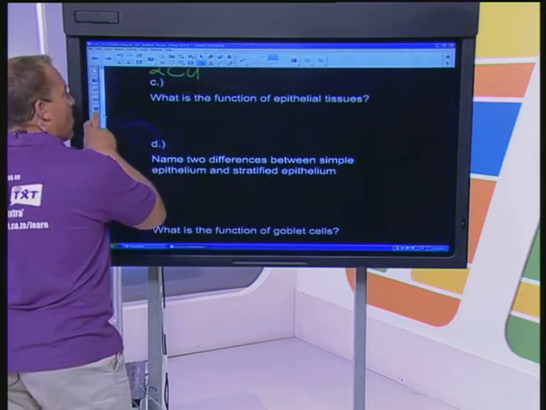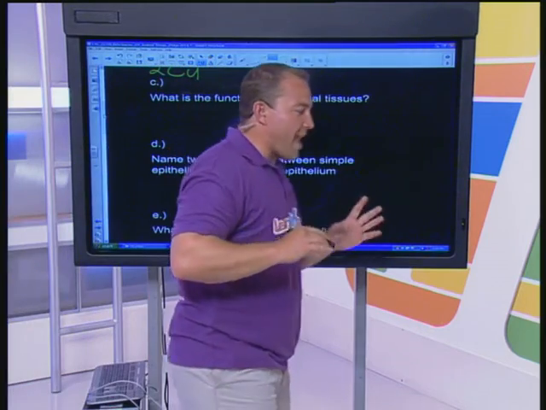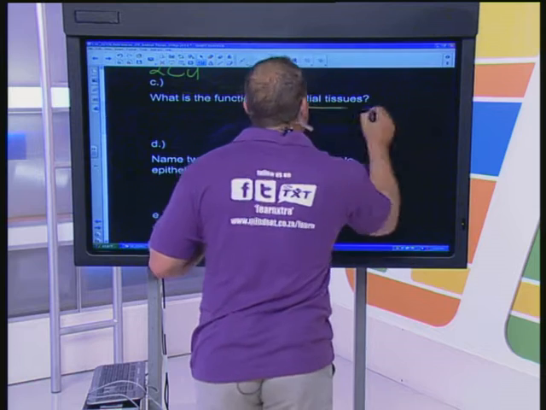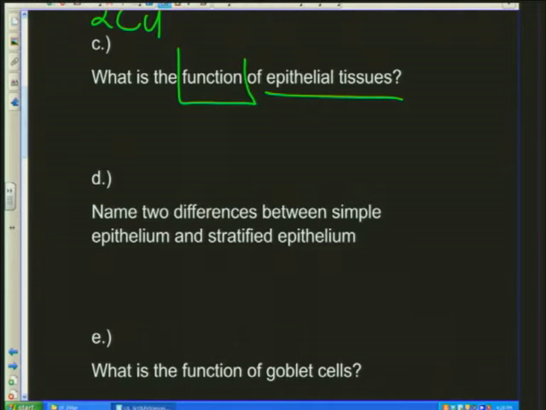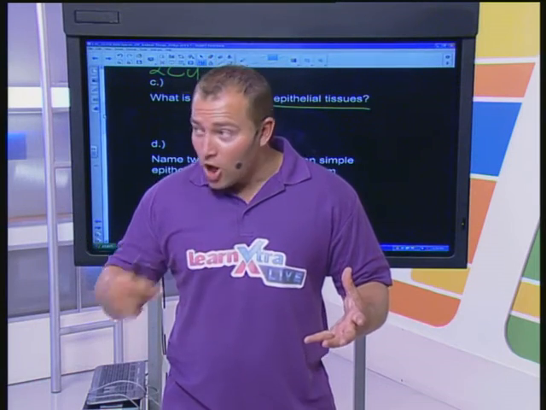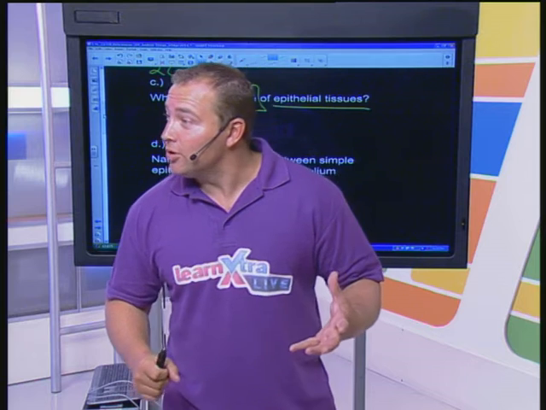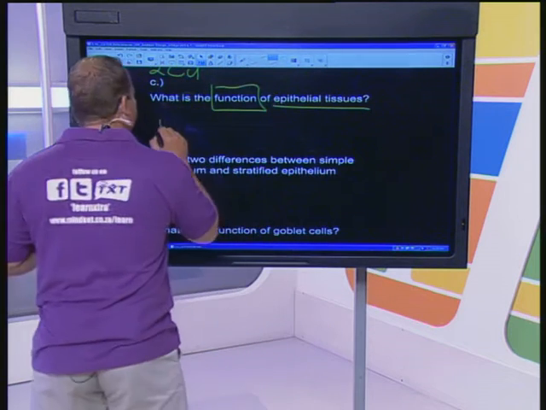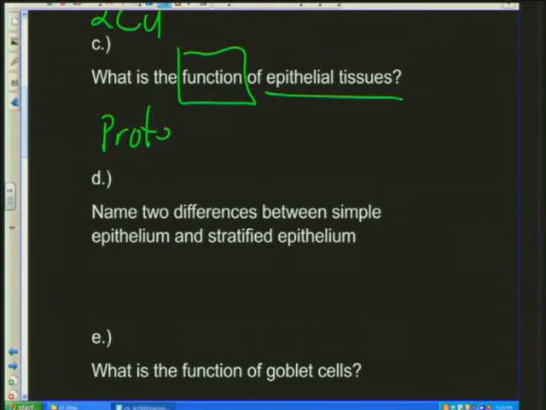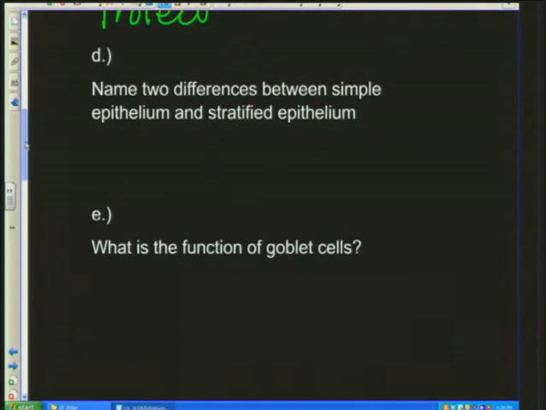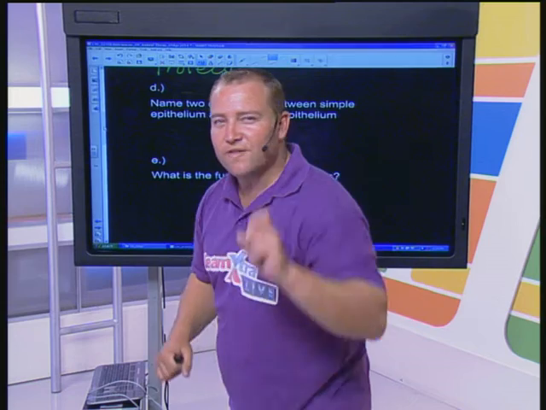That's cool. What is the function of epithelial tissue? Function. Whoa. I almost went past function. What is its function? Come on. The function is to, Looney, help me out here. Protect. To protect. Very nice. It's for protection. And sometimes it's for lubrication, which we'll find out in a few seconds.